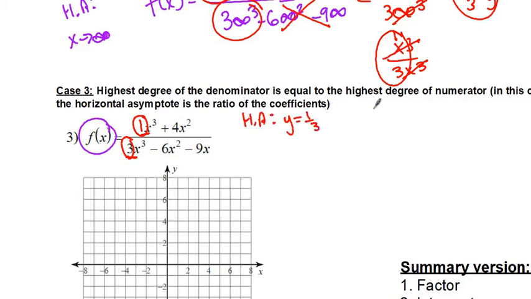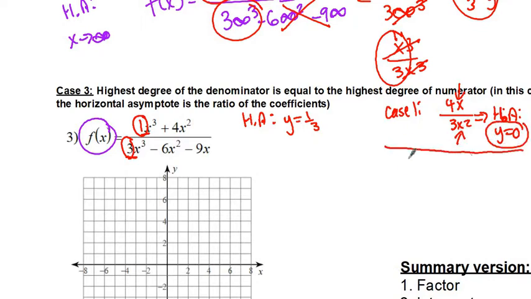That is case 3. So just to recap, case 1 would be something like 4x over 3x squared. In this case, the asymptote is going to be y equals 0. You're going to have infinity over infinity squared. Infinity squared is way bigger. That wins out. So that number starts to approach 0.